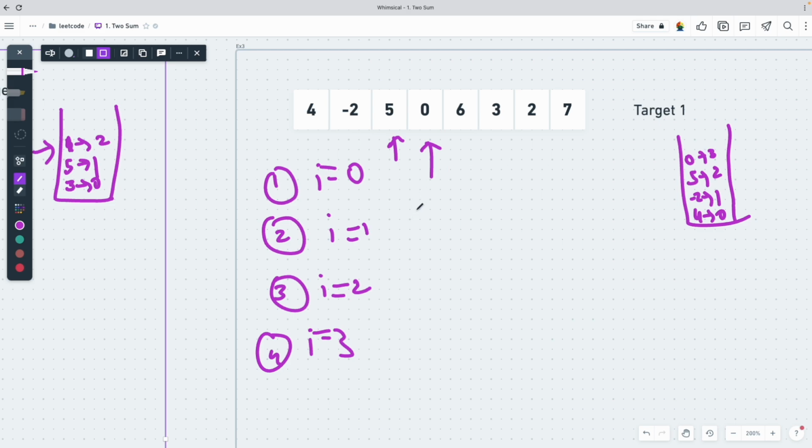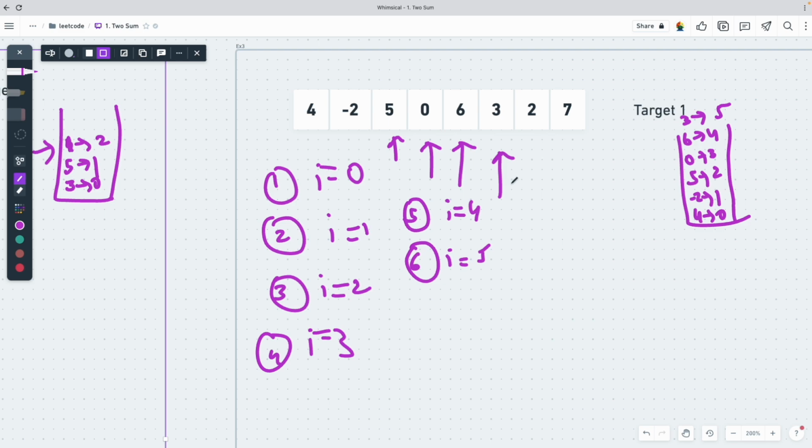Next, in the fifth iteration, i is 4, which is we are here. 1 minus 6, we are looking for minus 5, sorry. Minus 5 doesn't exist, so we just put 6 in the hash map. In the next iteration i becomes 5. We are at 3 and we are looking for 2. 3 doesn't exist, so we just put 3 in the hash map and we continue.